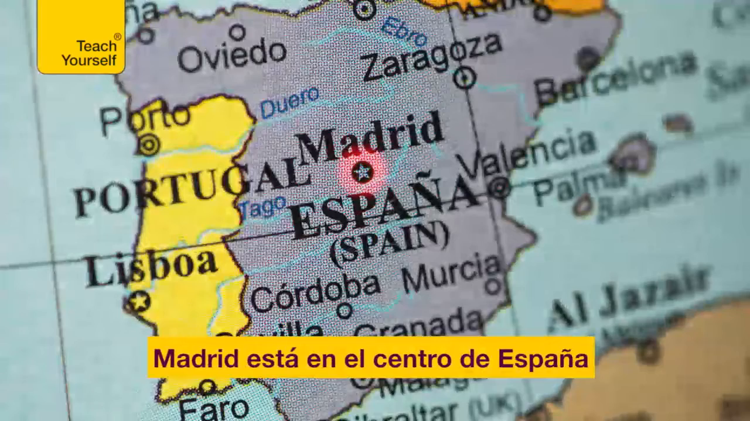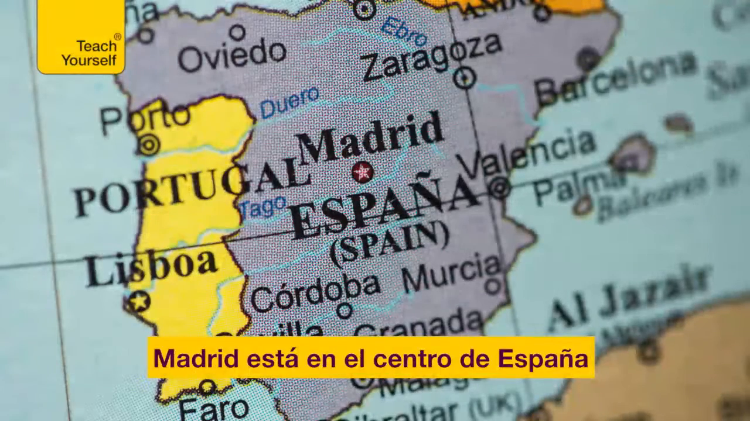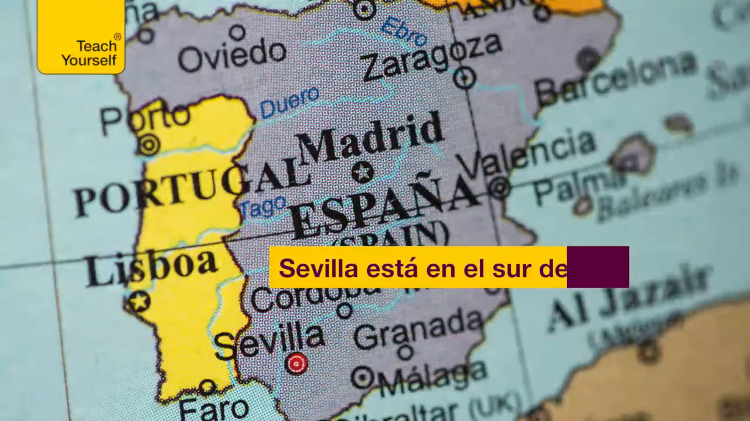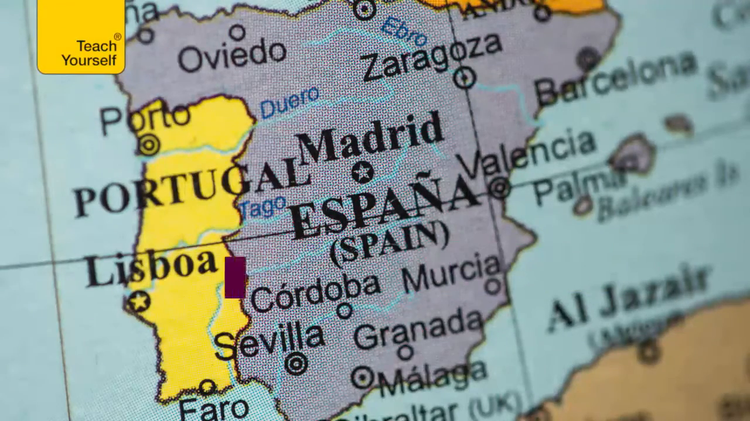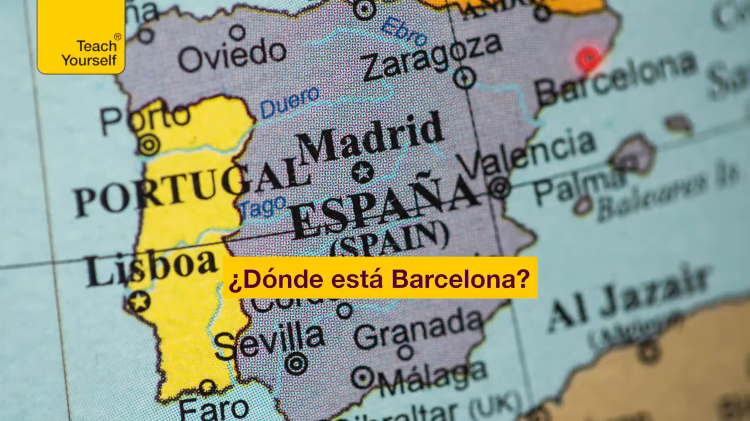Another key use of the verb estar is to say where places, objects, and people are when answering the question ¿Dónde está? Where is it? For instance, to talk about the geographical location of cities, we will say Madrid está en el centro de España. Sevilla está en el sur de España. ¿Dónde está Barcelona?